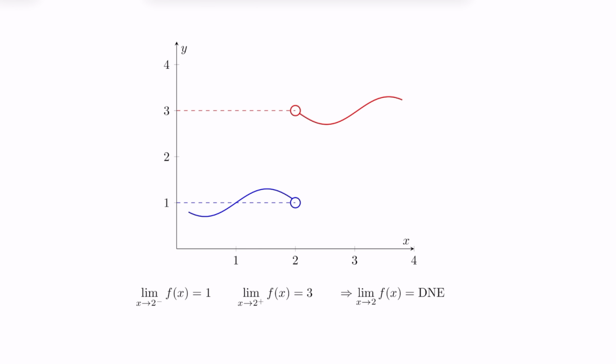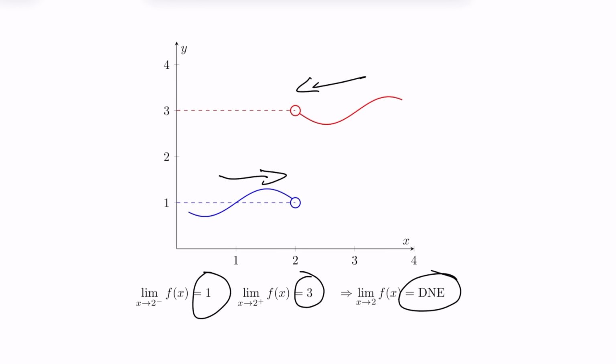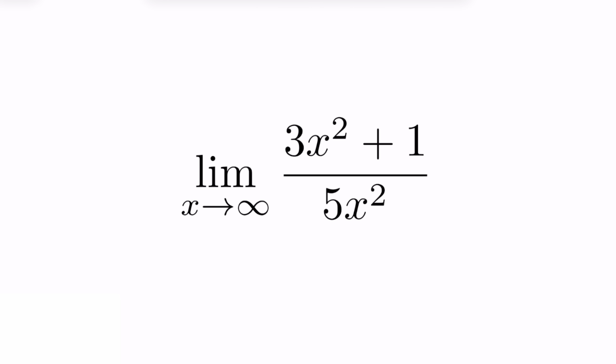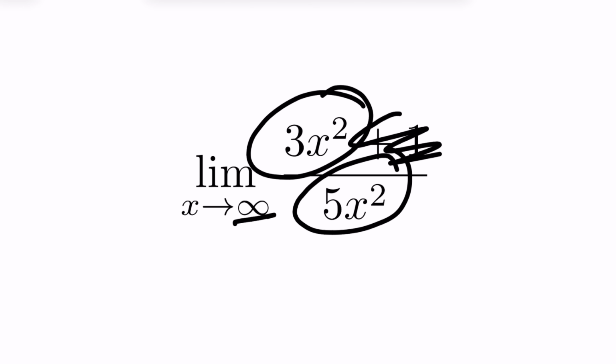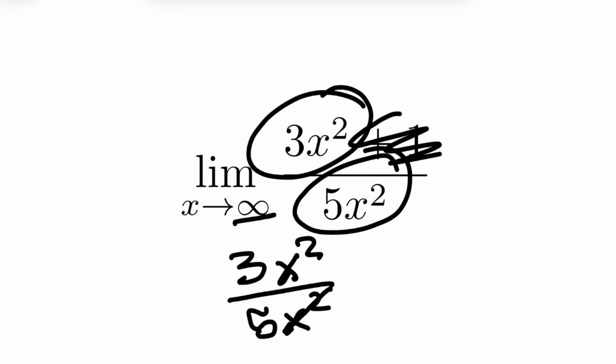Sometimes a function approaches a different value depending on which side you come from. If the left-hand limit and the right-hand limit don't match, the overall limit does not exist. You'll write DNE. When x is flying toward infinity, you only care about the biggest exponents. Take 3x squared plus 1 all over 5x squared. Ignore everything except the 3x squared on top and the 5x squared on bottom. Those cancel down to just 3 over 5.